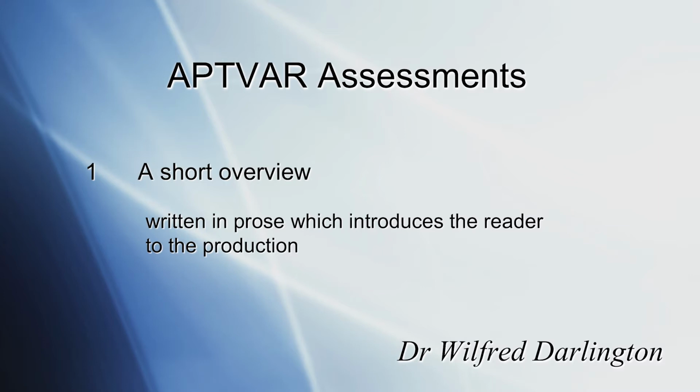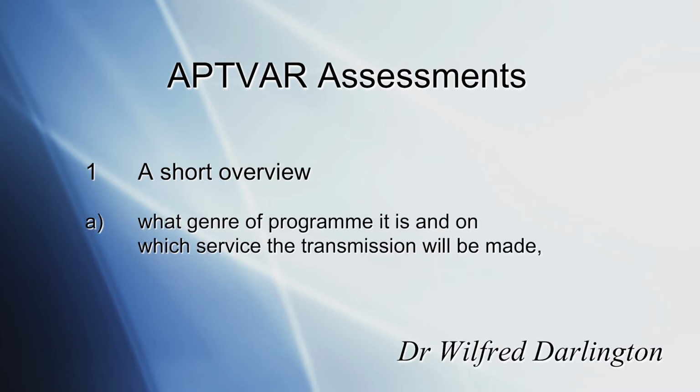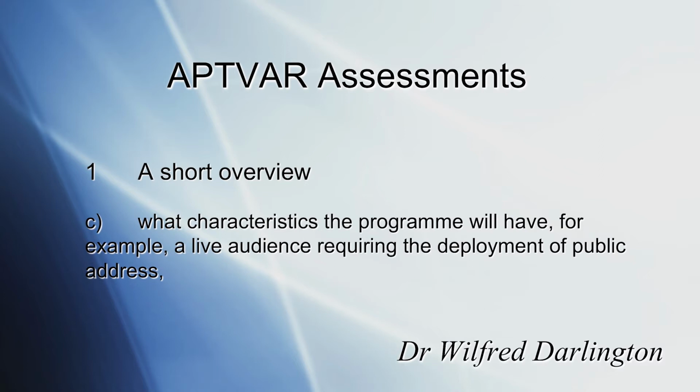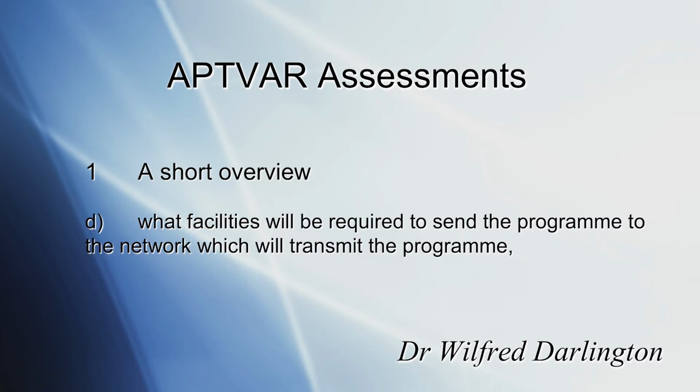In item 1, your overview should say what genre of programme it is and on which service the transmission will be made, whether the programme is live or recorded for transmission at a later date, together with an approximation of the date and duration of post-production. What characteristics the programme will have, for example, a live audience requiring the deployment of public address. What facilities will be required to send the programme to the network which will transmit the programme.